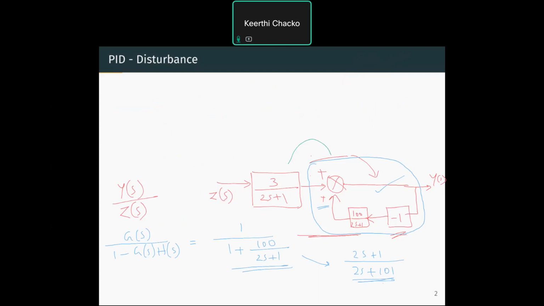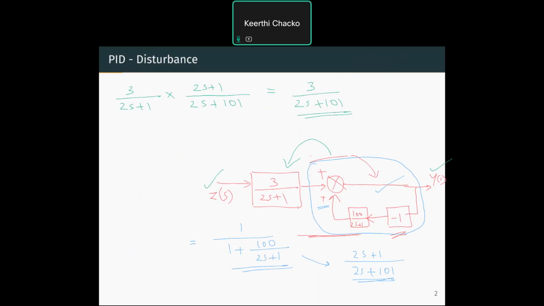So that part is in series with 3 by 2s plus 1. So we will just multiply with 3 by 2s plus 1, which results in 3 by 2s plus 101. So this is our final reduced transfer function between our disturbance and the output, Y(s) divided by Z(s).